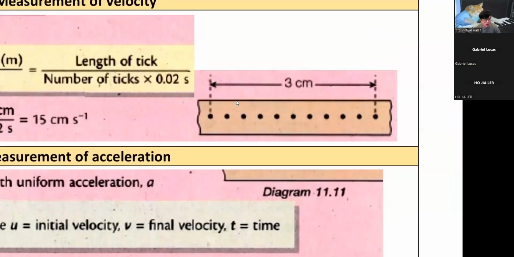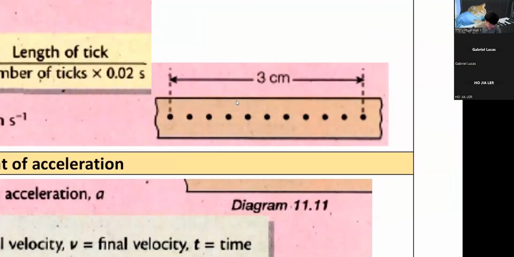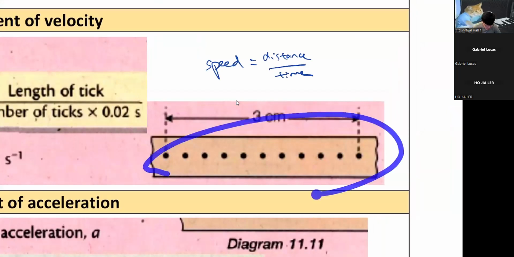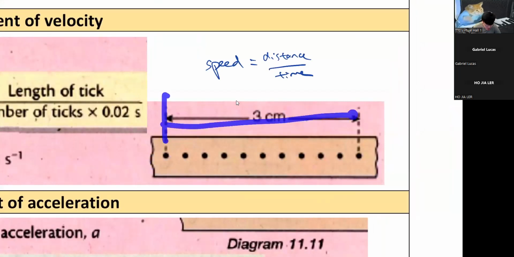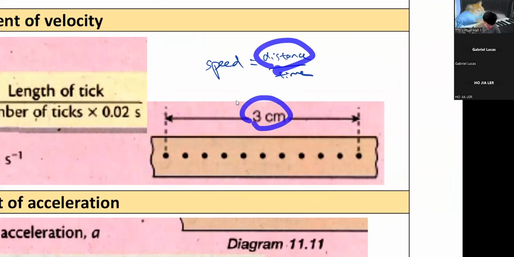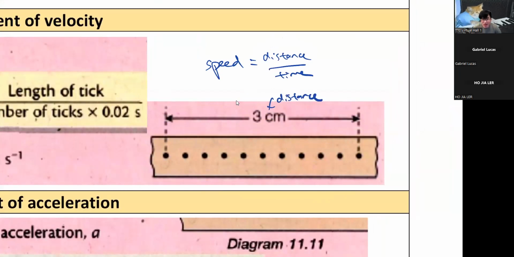When we look at this strip here, you can know the speed. How do we calculate speed? We need the distance and we need the time, because distance divided by time is the speed. Now let's look at this strip. We already know this strip is 3 cm, just measure using a ruler. So we already know the distance. Now what about the time? The time is not given here. So how can I know the speed? Very easy, just by counting the dots.